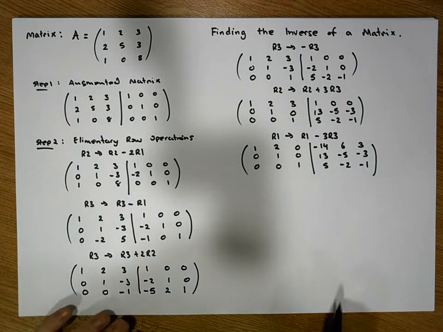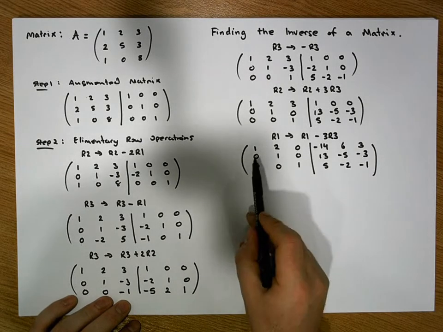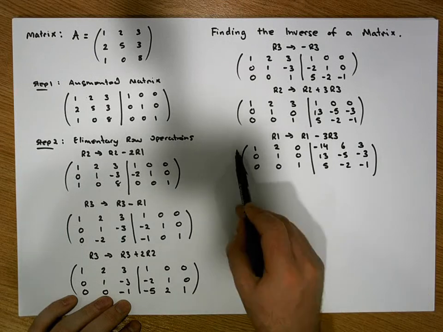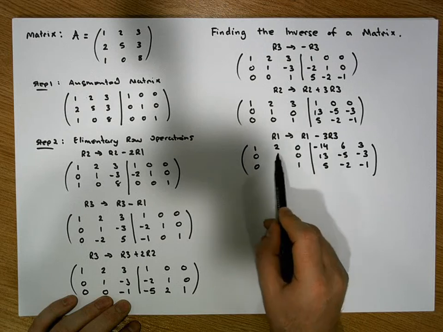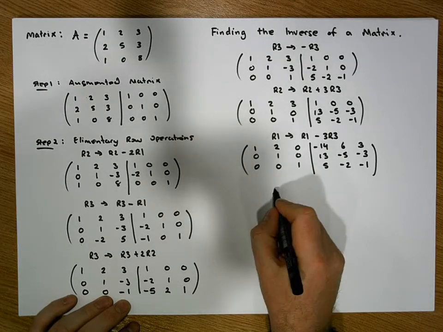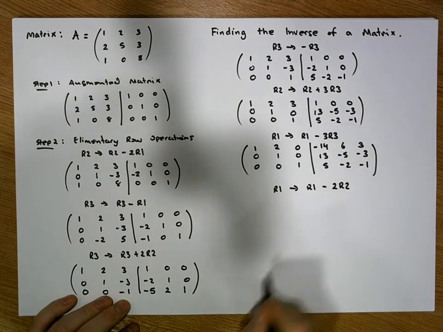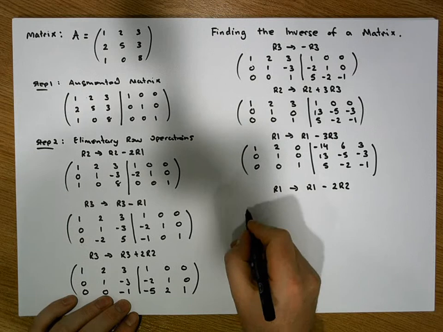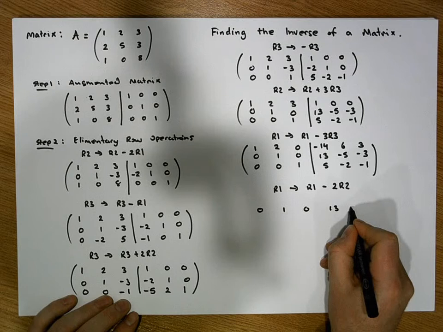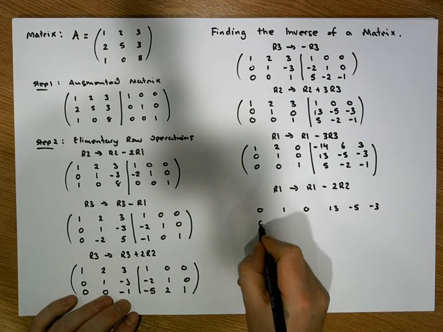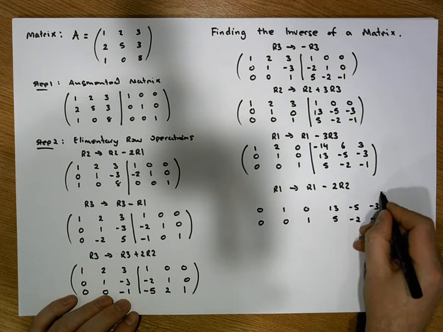Okay, the only thing that we need to do now is convert this 2 here into a 0. Okay, well, why don't we add on multiples of the second row to the first row? Because the 0 won't have an effect here, the 0 won't have an effect here, but the 1 will have an effect here. So what we're going to say is that row 1 becomes row 1 minus twice row 2. Okay, so the only row to change is row 1. So our matrix is going to be 0, 1, 0, 13, minus 5, minus 3, 0, 0, 1, 5, minus 2, minus 1. That's our matrix.